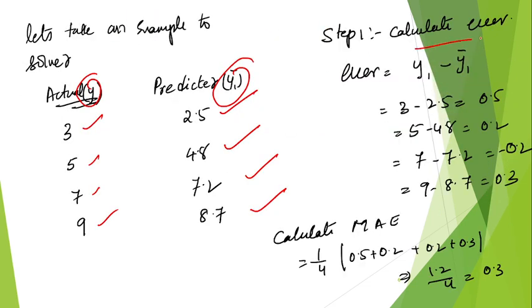Step 1, calculate the error, y minus y dash. 3 minus 2.5, I have got 0.5. 5 minus 4.8, I have got 0.2. 7.2, I've got minus 0.2. And the last one, 0.3. Now calculate the mean. How many values? I've got 4. 1 by 4, 0.5, 0.2, 0.2, and because it's a modulus, I'm going to take all as plus, 0.3. Correct? My MAE is 0.3.